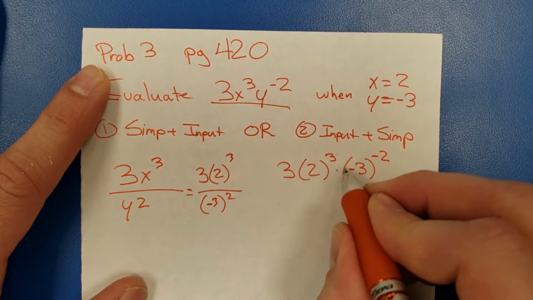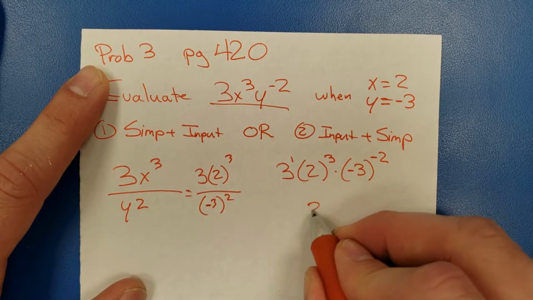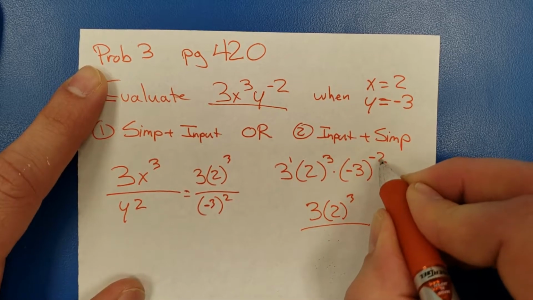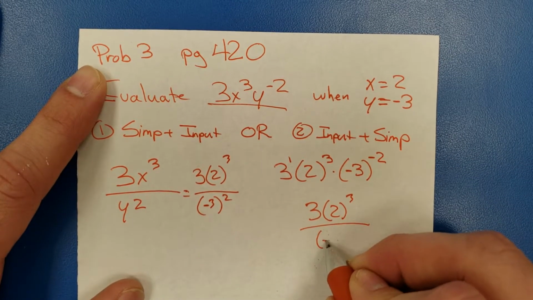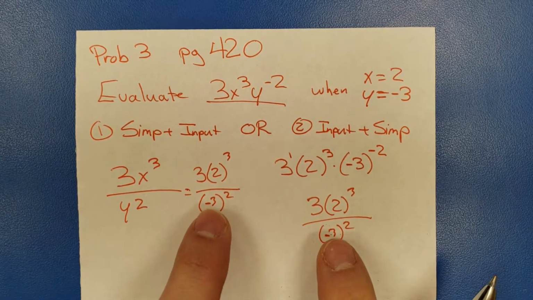So, well, these are all positive exponents. There's a positive 1 exponent, there's a positive 3. So the 2 to the third power would stay above the fraction bar. This negative 2 means this negative 3 would move down here. So as you can see, I get to the same result. It depends what you'd like to do.